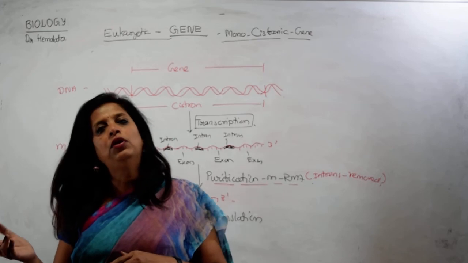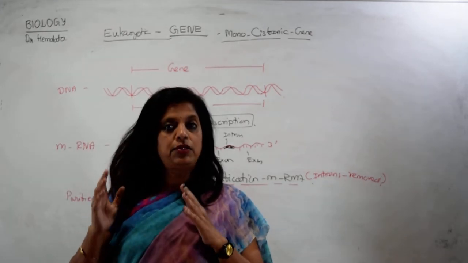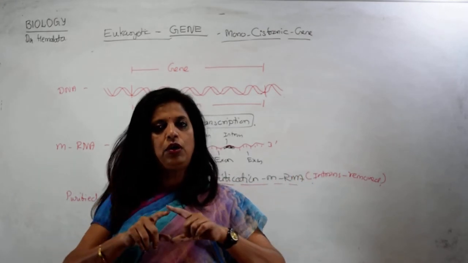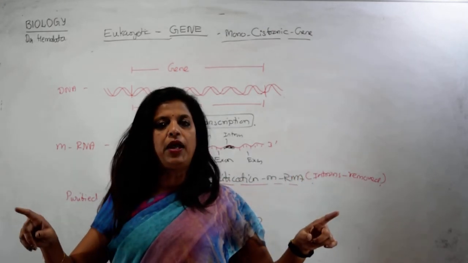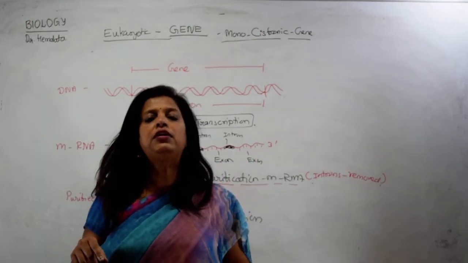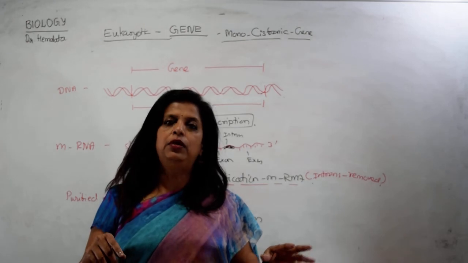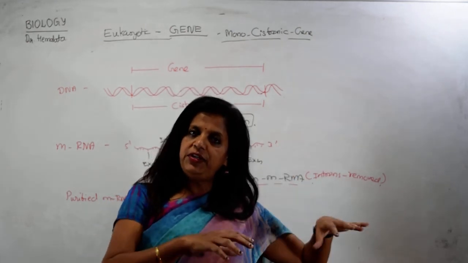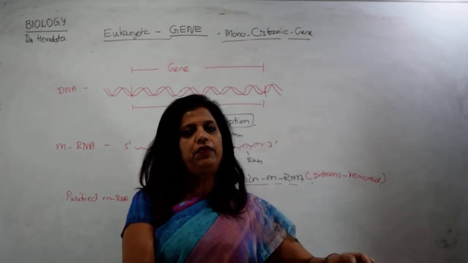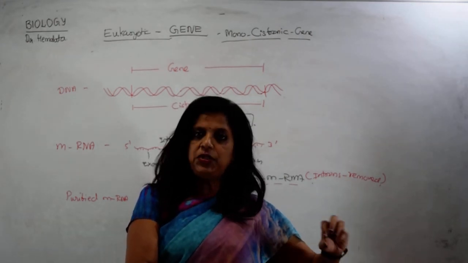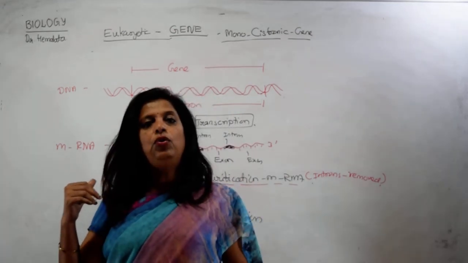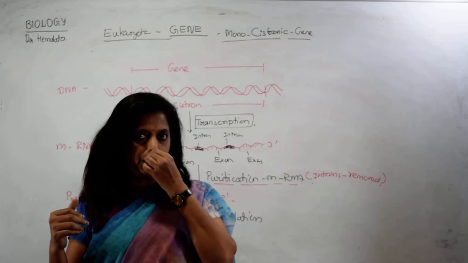Whereas in eukaryotes, what happens? Whenever transcription takes place, the whole gene or cistron undergoes transcription to form a single mRNA for a single protein. Next, during translation, in polycistronic gene, all the different cistrons that are transcribed to mRNA will be translated to different proteins. Means many proteins are produced at the end of translation. But in eukaryotes, a single protein is produced.